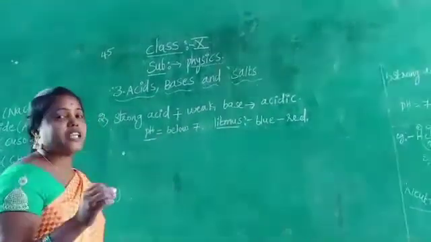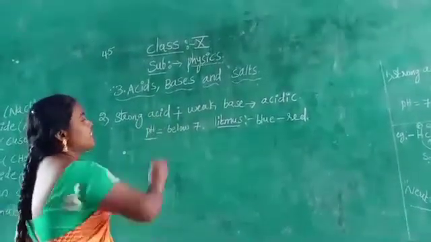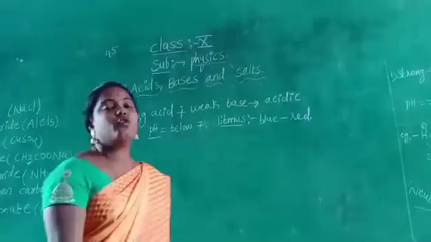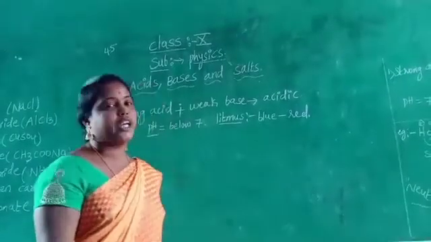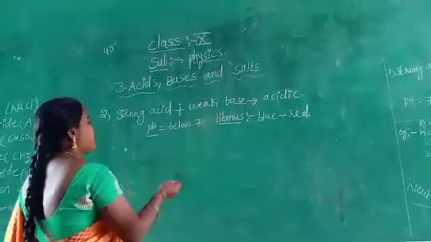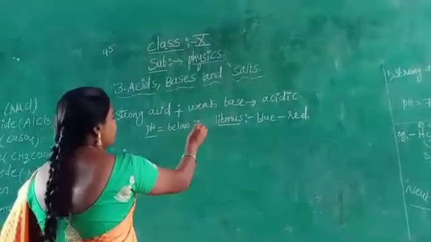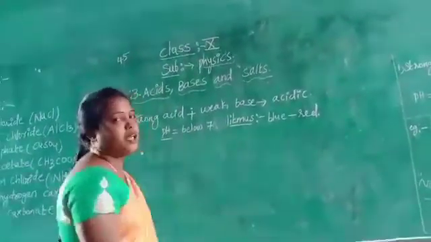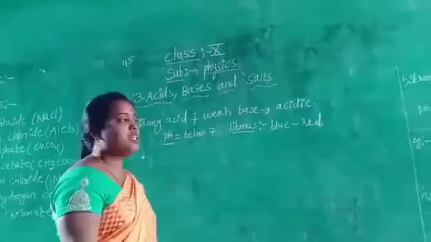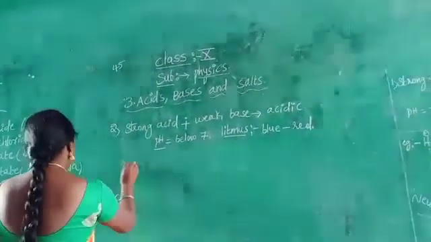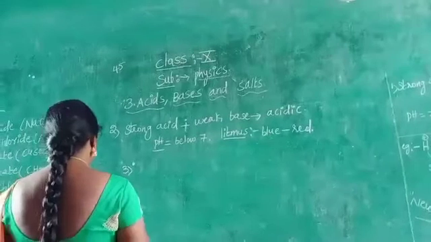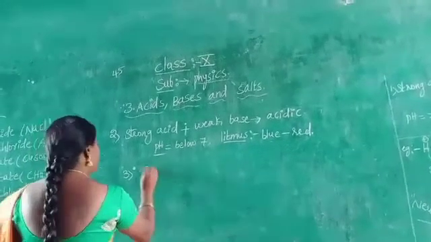Children, what is the second one? When a strong acid reacts with a weak base, it forms an acidic solution. For an acidic solution, the pH value is below 7. Then the blue litmus paper turns red in color.